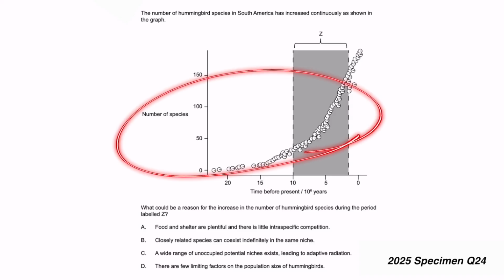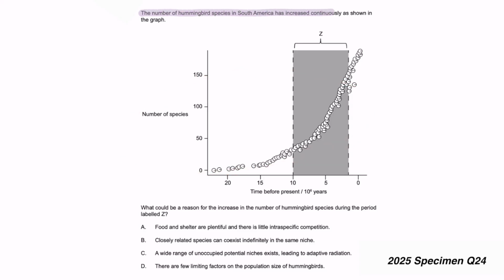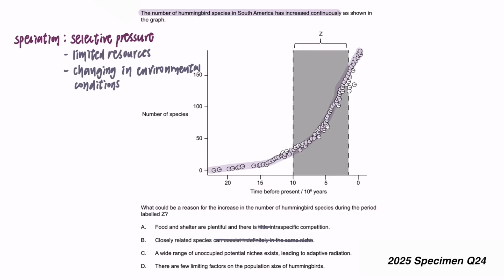The graph shows that the number of hummingbird species in South America has increased continuously. Formation of new species is caused by speciation when there is selective pressure. Selective pressure includes competing for limited resources, changing environmental conditions, and other limiting factors for the growth of population.